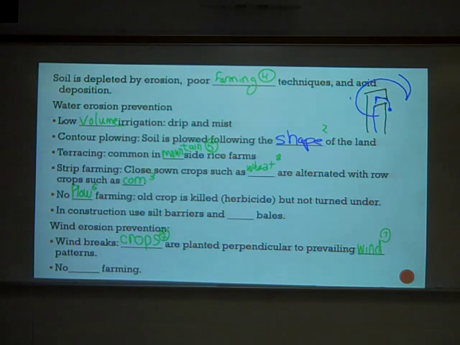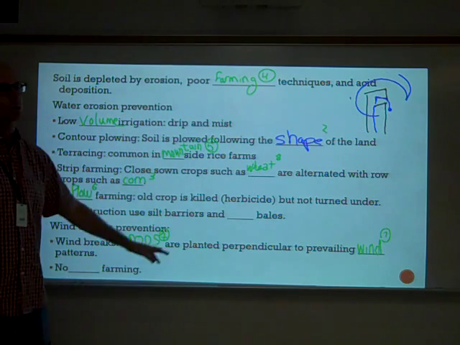So same thing with your terracing. It slows the water down so it can settle in and doesn't wash all the soil away from the side of that mountain or hill. Strip farming is when you use certain crops like wheat and other grains.